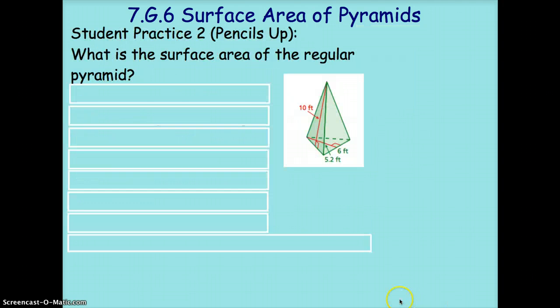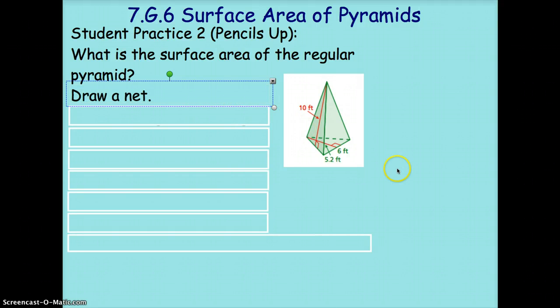Okay, go ahead and try this one out on your own. Student practice number 2, pencils up. What is the surface area of the regular pyramid? Go ahead and press pause. Press play when you're ready to see your answers. Okay, let's go ahead and take a look and see how you did.